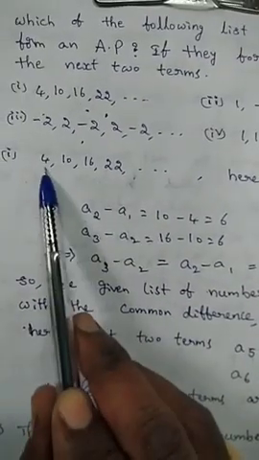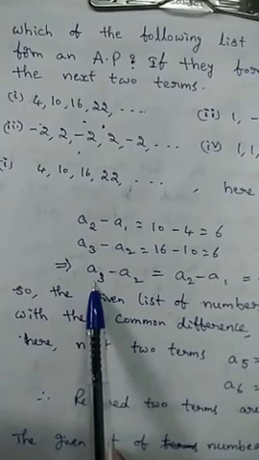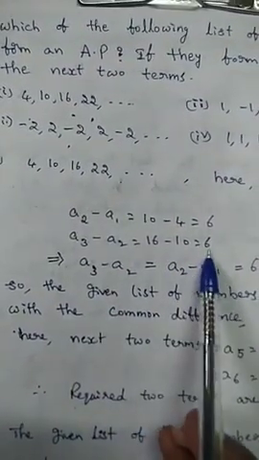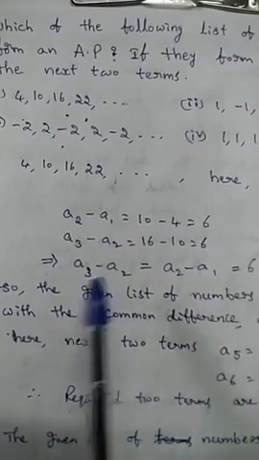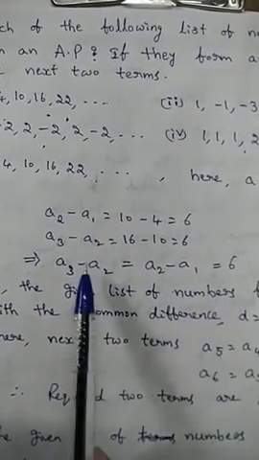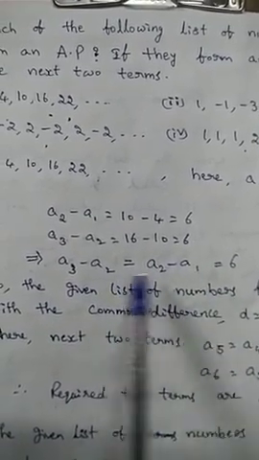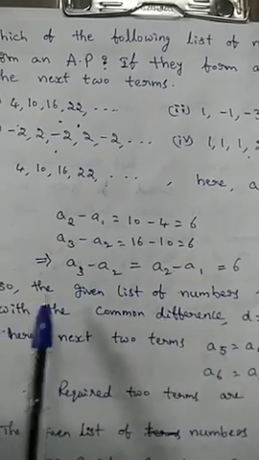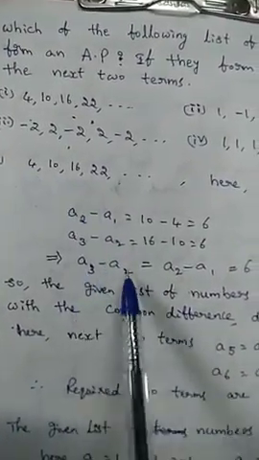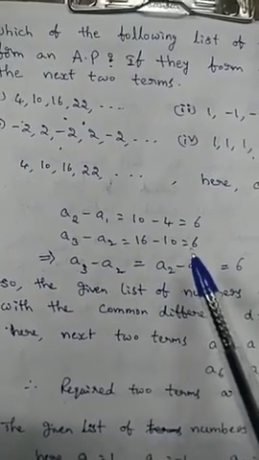In the same way, a3 minus a2: 16 minus 10 is 6. Both are equal. So a3 minus a2 is equal to a2 minus a1, which is equal to 6. These results are equal to each other. In some cases, a2 minus a1 and a3 minus a2 are equal, but the result is not equal to a4 minus a3.